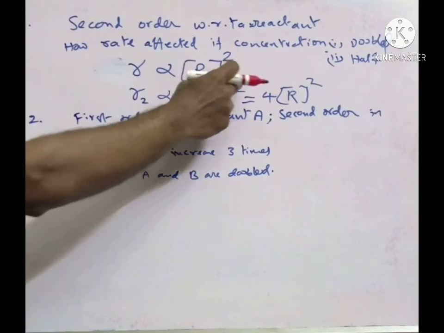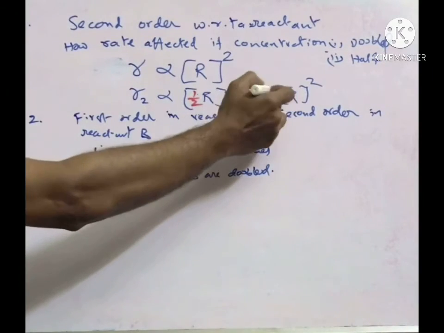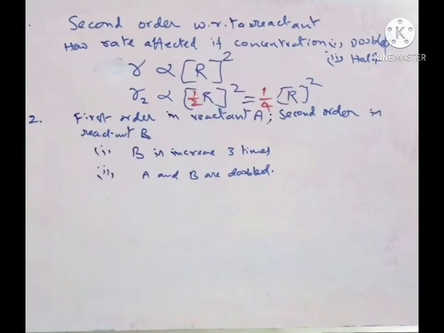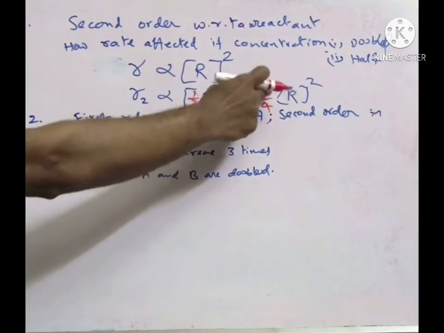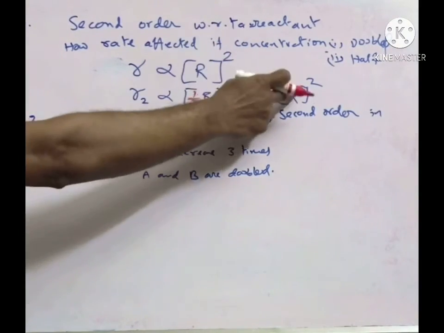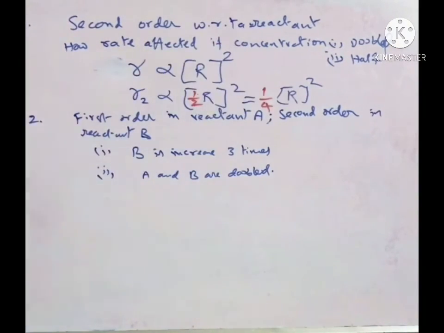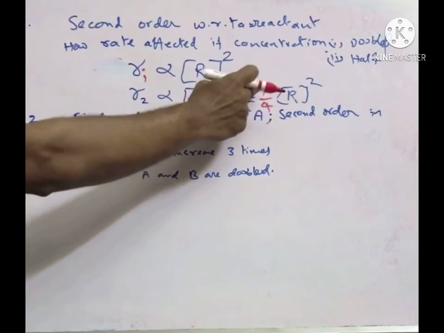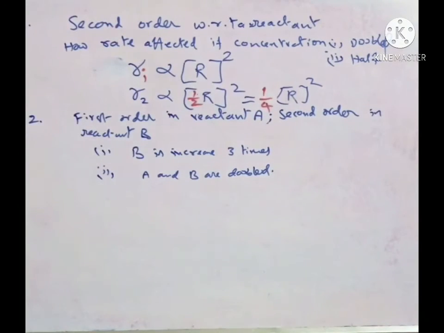So here 1 by 2 square, that is 1 by 4. So 1 by 4 means it becomes 1/4 of the initial rate. This R square is the initial rate, Ri, otherwise we can mention just to understand. So in a second order rate equation, if the concentration of the term becomes half of its original concentration, the reaction rate would be 1/4 of the original reaction rate. So this is the way such questions can be answered.